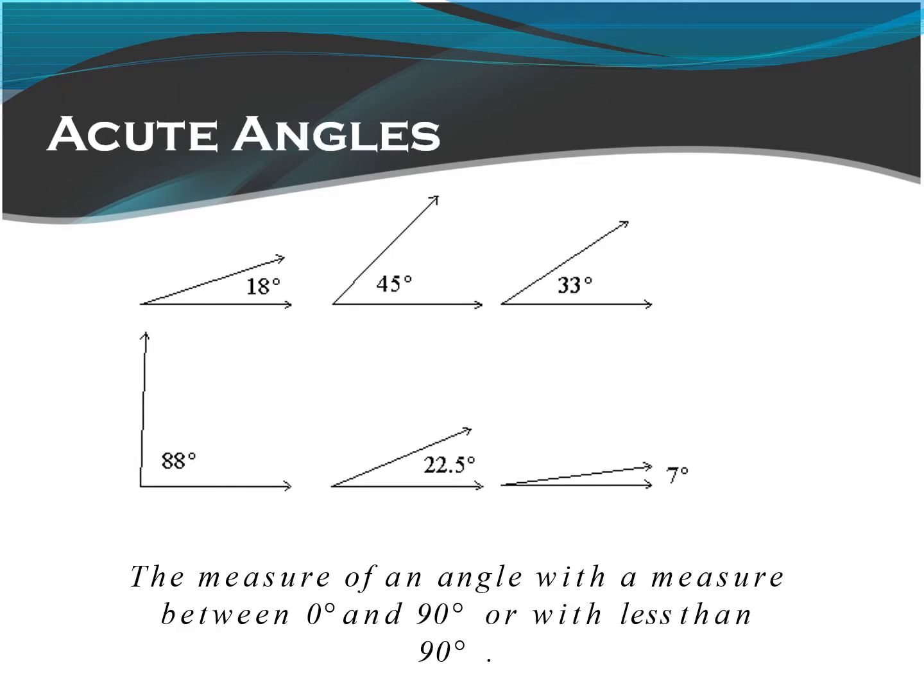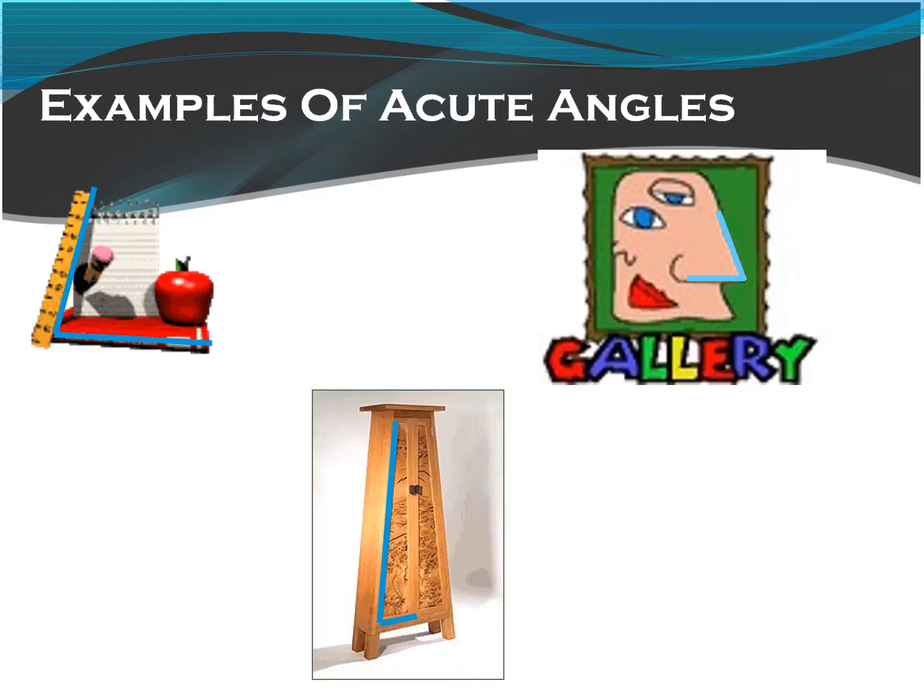So, the acute angle is an angle with a measure between 0 degree and 90 degree, or less than 90 degree. It can be 18, 45 degree, 33 degree, 88, 22 and a half degree or 7 degree. These are some examples, or some more examples we can see in this slide.